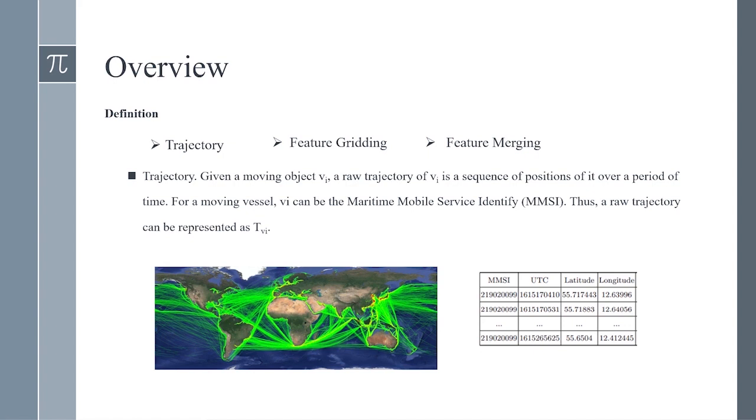In order to clearly describe the experiment, several definitions need to be customized. The first one is trajectories. Given a moving object, the raw trajectory of V is the sequence of positions of it over a period of time.